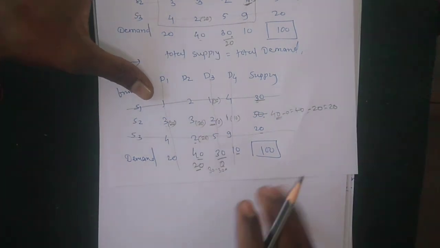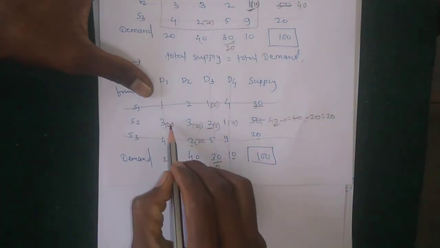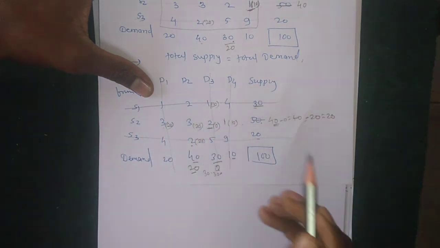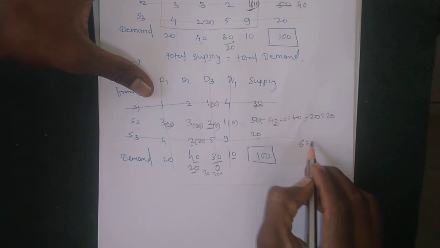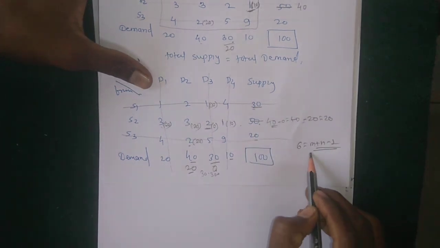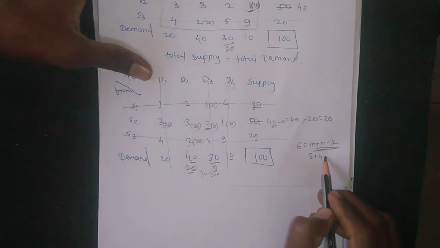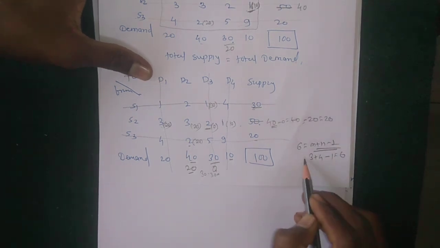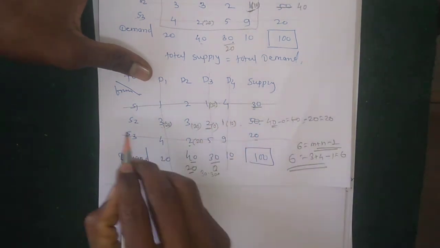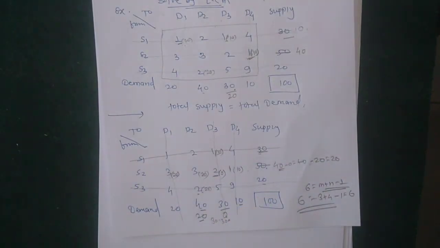So the number of allocations is 1, 2, 3, 4, 5 and 6. The number of allocations is 6, which is equal to m plus n minus 1, that is 3 plus 4 minus 1 equal to 6. And this is the initial basic feasible solution. Therefore, in this way we find the values.